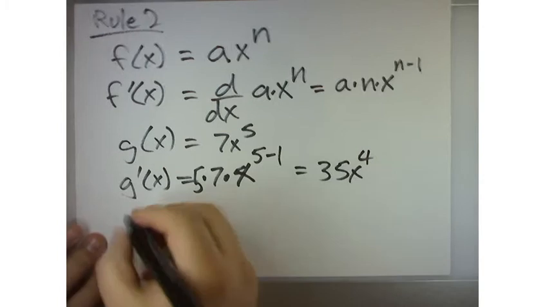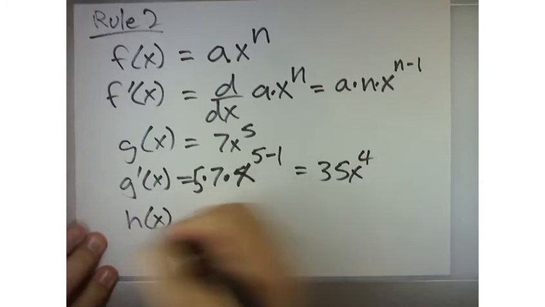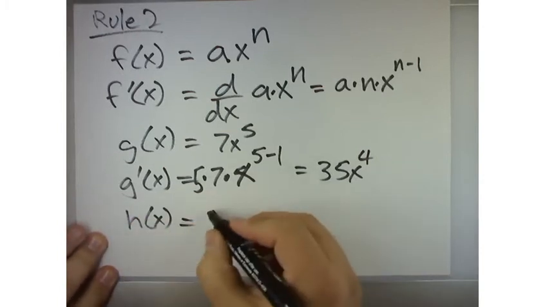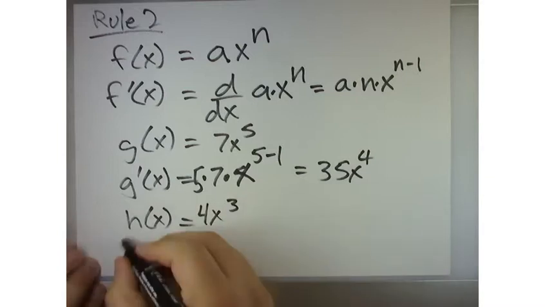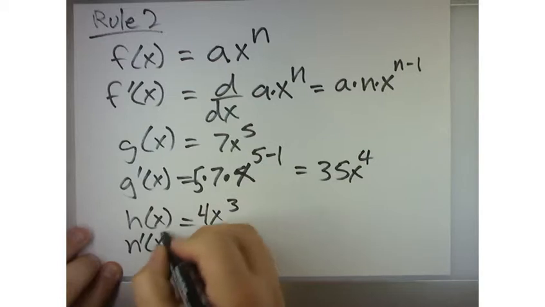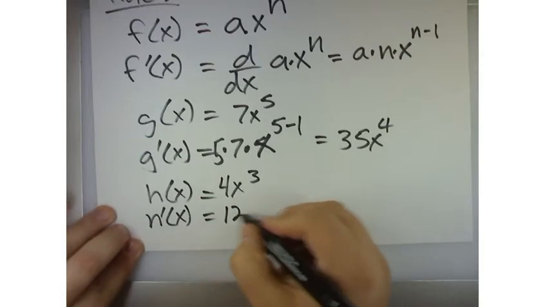So let's just try this out and see if you guys are understanding, because I'm talking kind of fast. What would 4x to the 3rd power be if I wanted to find h prime? 12x squared. See, that's pretty easy, right?